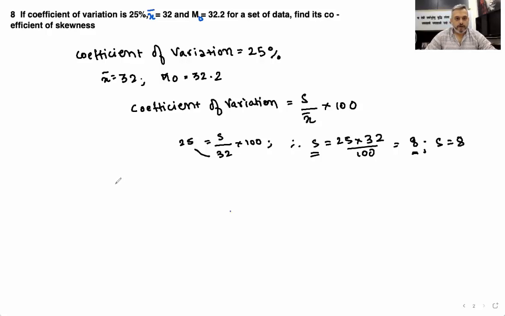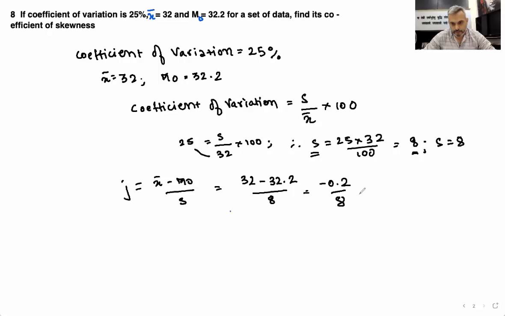Now we have mean, we have mode, we have standard deviation. So J is equal to x bar minus mode upon S, which is equal to 32 minus 32.2 upon 8, which is equal to minus 0.2 upon 8, which is equal to minus 0.025. Answer.